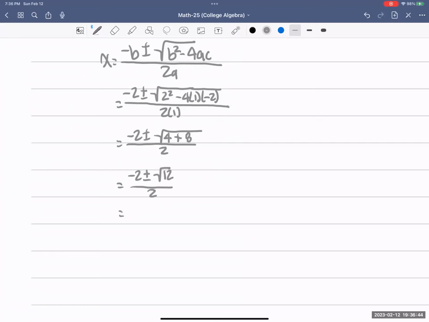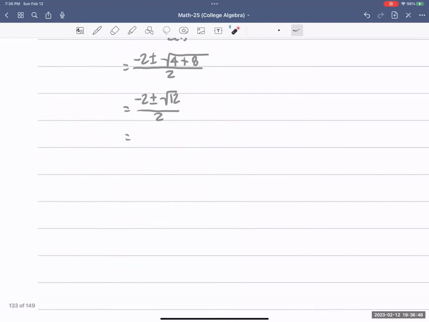It doesn't look like we have a nice solution, because we have this square root right here that's not an even root, but we do actually have solutions here. So let's simplify this part. I know that in there, that's going to be 4 times 3, and we could take the square root of 4, so we could factor that out. That would be a 2: 2 square root of 3 over 2.